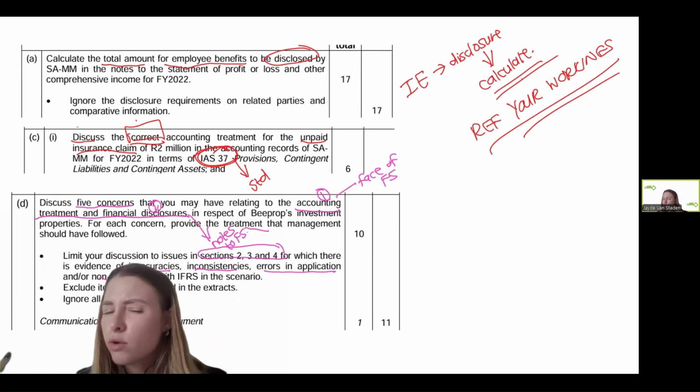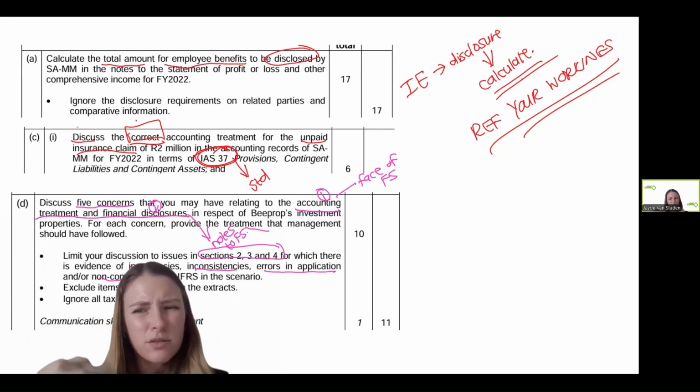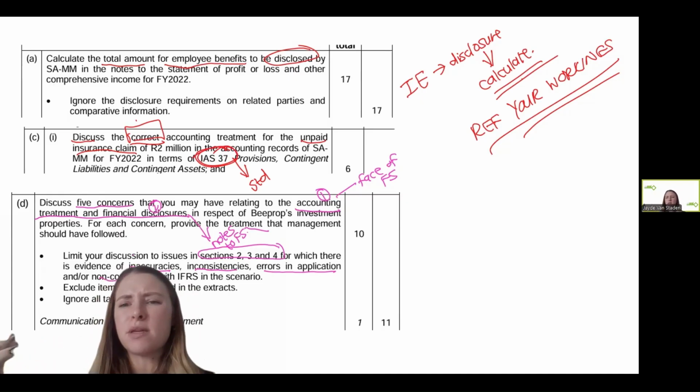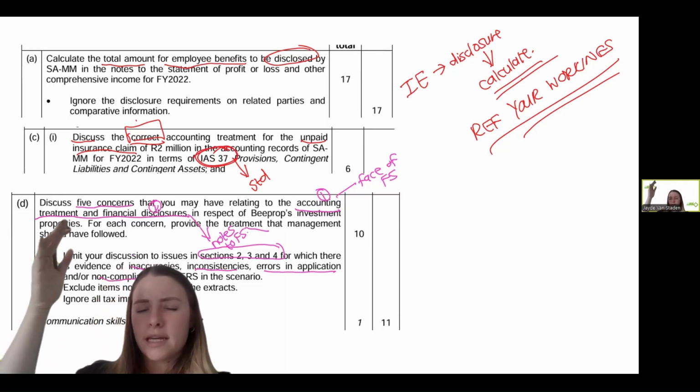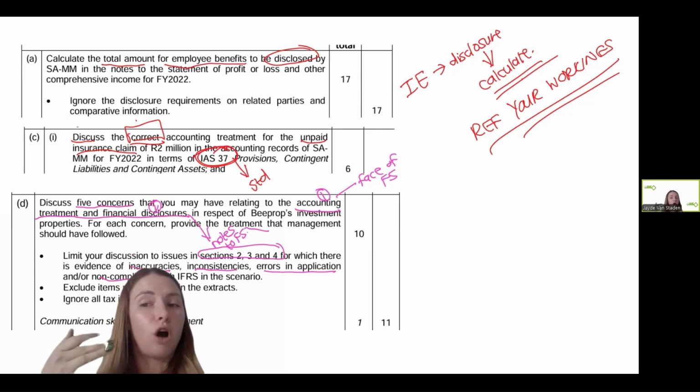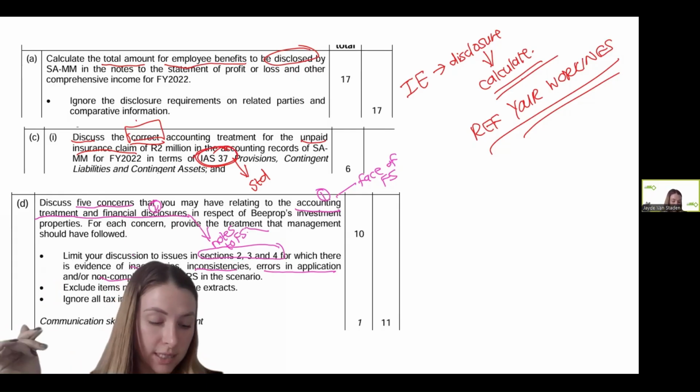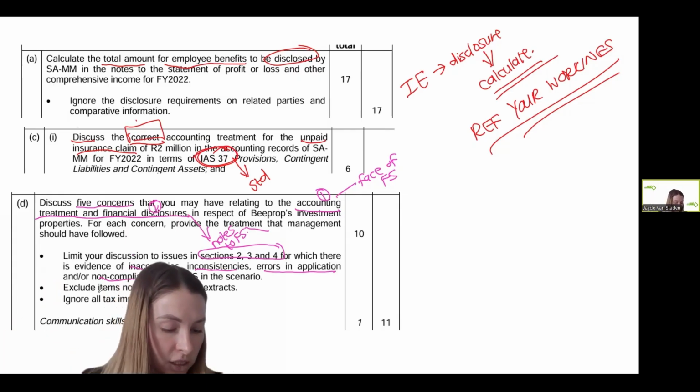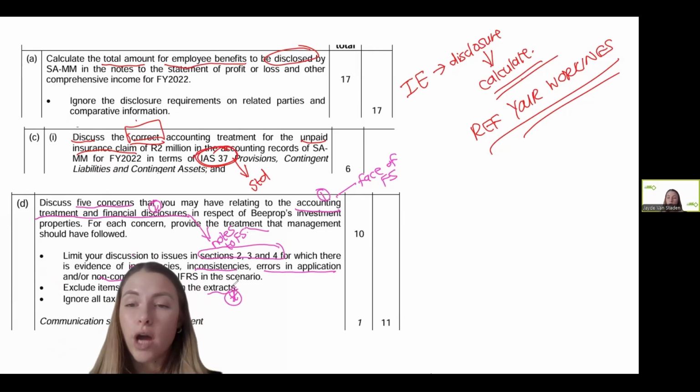Where might things be recorded inaccurately? Where are things sort of inconsistent? So maybe they've said one thing in the notes, but then done another thing on the face of the statements. Okay, where's there errors in application of a standard or potentially non-compliance where they've just disregarded the standard entirely? Okay, exclude items not disclosed in the extract. So they're basically telling you work with what you're given. Don't try to go out of scope of what has been provided in the extract.